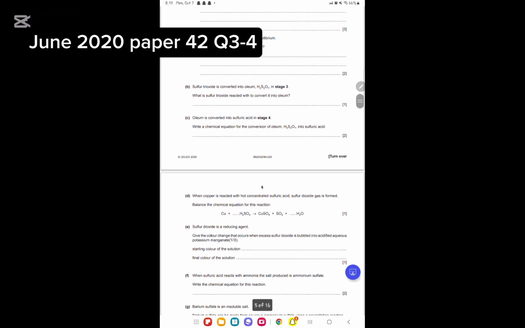Part 3. Stage 2. The reaction in stage 2 can reach equilibrium. What is meant by the term equilibrium? There's a difference between reaching equilibrium and recognizing equilibrium. So here they're asking us about reaching equilibrium. The term equilibrium means that the forward and backward reactions are equal.